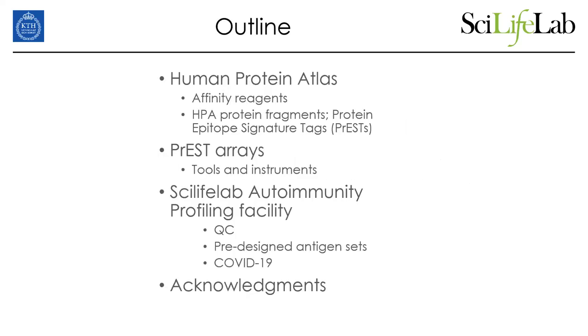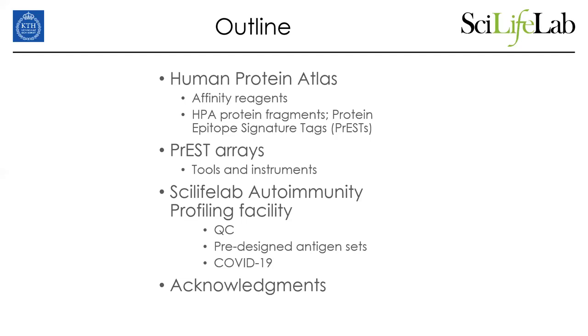So we'll start with talking a little bit about Protein Atlas, which we will get our affinity reagents from. I'll talk a little bit about the protein fragments, or as we call them, protein epitope signature tags, or PrESTs for short. And also about the PrEST arrays, the tools and instruments to make these. And the SciLifeLab Autoimmunity Profiling facility, the kind of QC we do on our arrays, and some of the pre-designed antigen sets that we use. And I will end with a little bit about COVID-19, which is kind of hot right now, and then some acknowledgements.